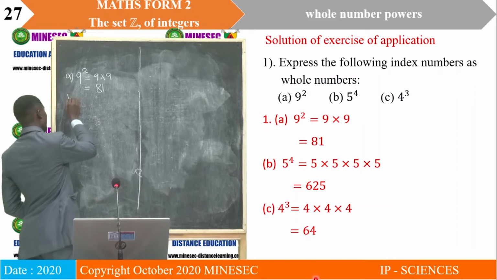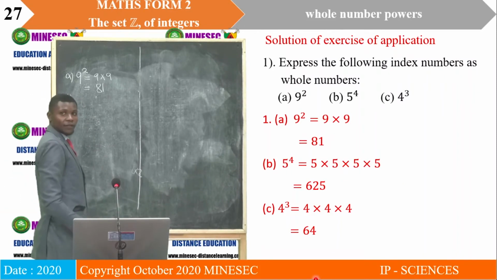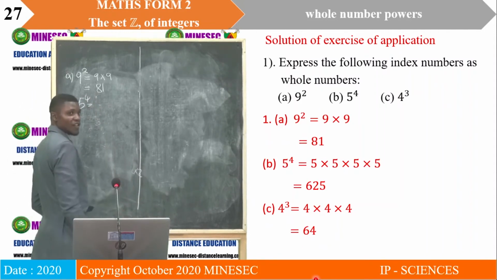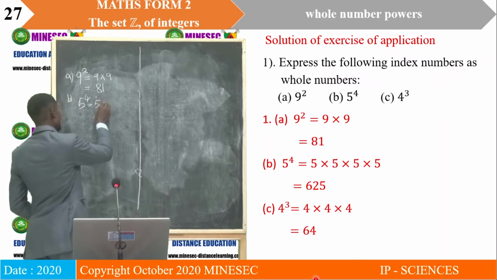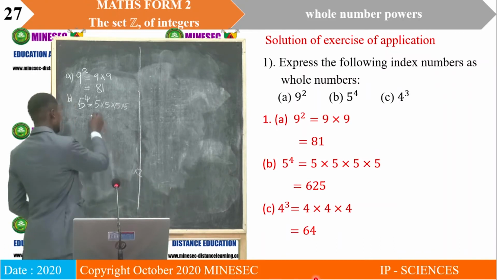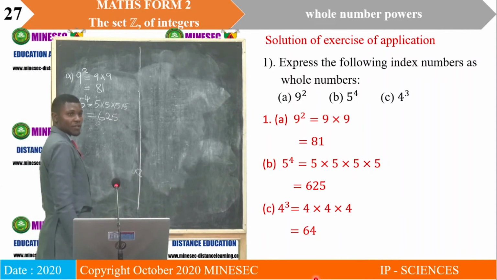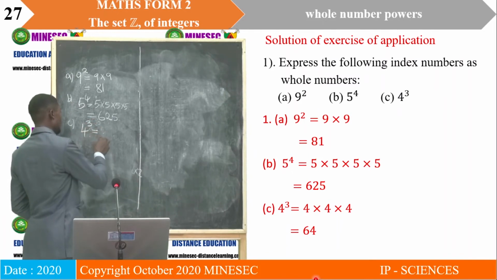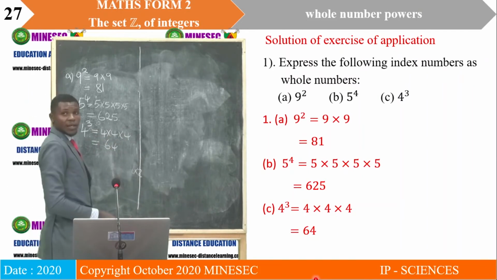In the second part, we were asked to evaluate 5 raised to the power 4. It means we should multiply 5 by itself 4 times. So this is 5 times 5 times 5 times 5, which gives us 625. And now the third one, which is 4 raised to the power 3. It means we should multiply the base, which is 4, 3 times. So it is 4 times 4 times 4, which is going to give us 64.